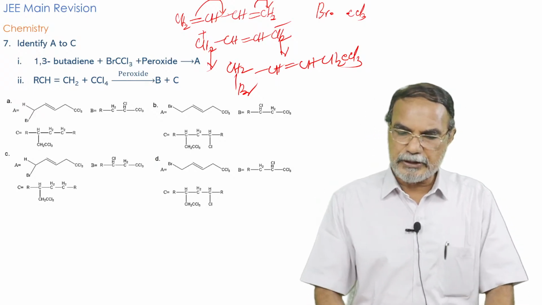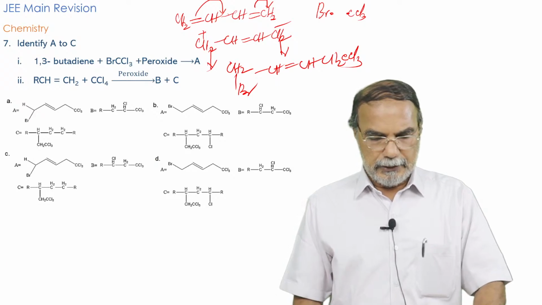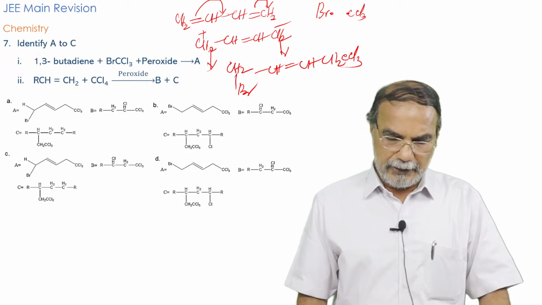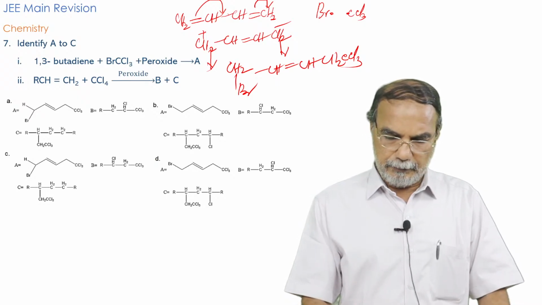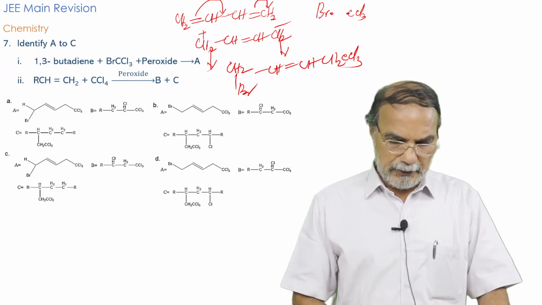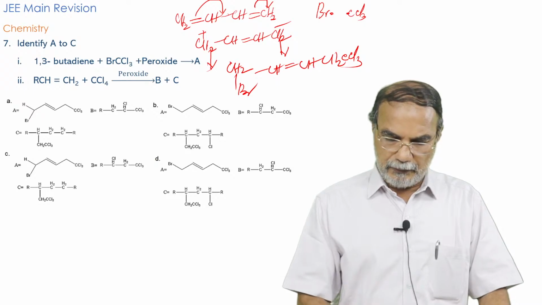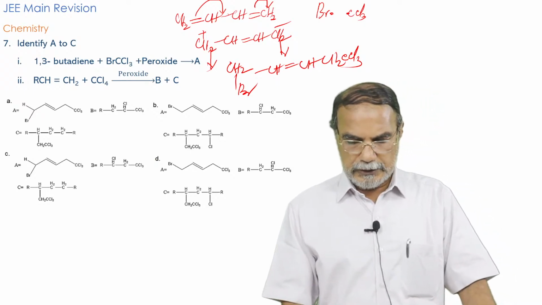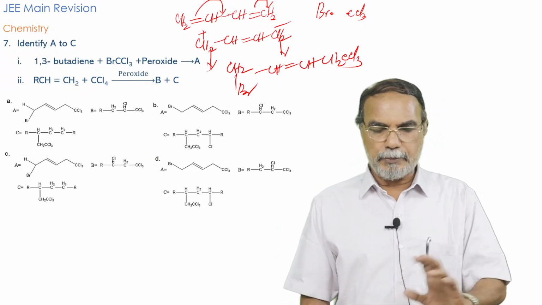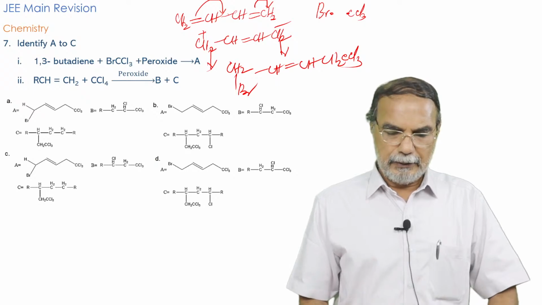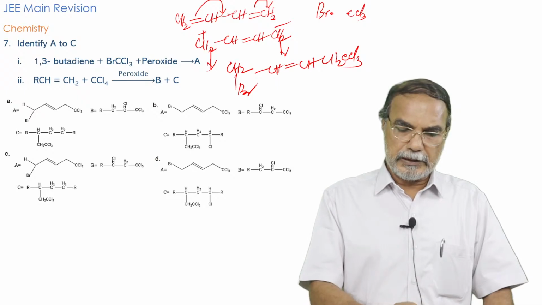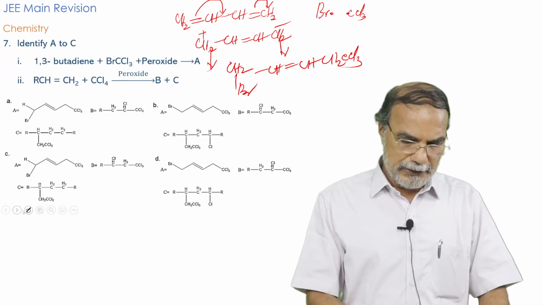Structure A is given as CH2Br, CH=CH, CH2CCl3 in option A, and in B it is again Br, CH=CH, CCl3. In B also it is given, and in C also it is given, and D also it is given actually. So the structure A is correctly given in all the 4 options. So obviously the correct answer will be decided by identifying the correct answers for the second addition reaction. So what is the second addition reaction?